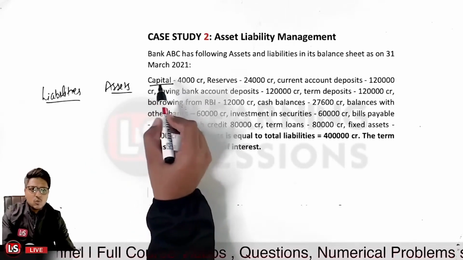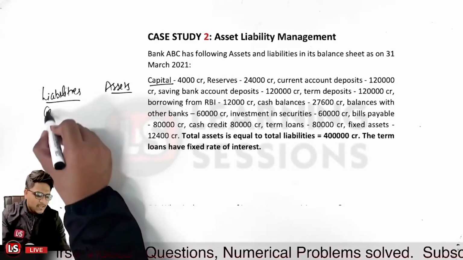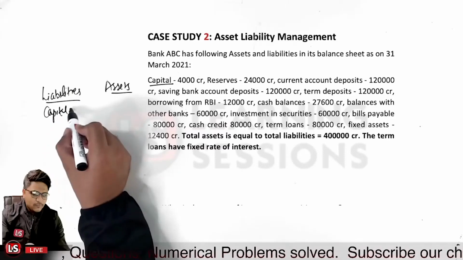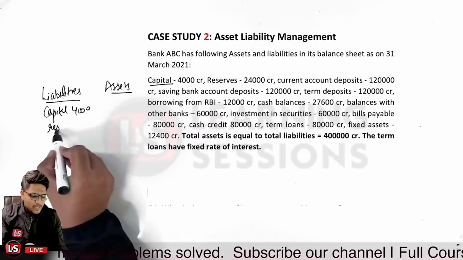Okay, so first component, you have to answer at the earliest. Capital belongs to what component? Capital is liability or assets? It is a liability and it is given to be 4,000 crores over here. And further the reserves is also part of liability.